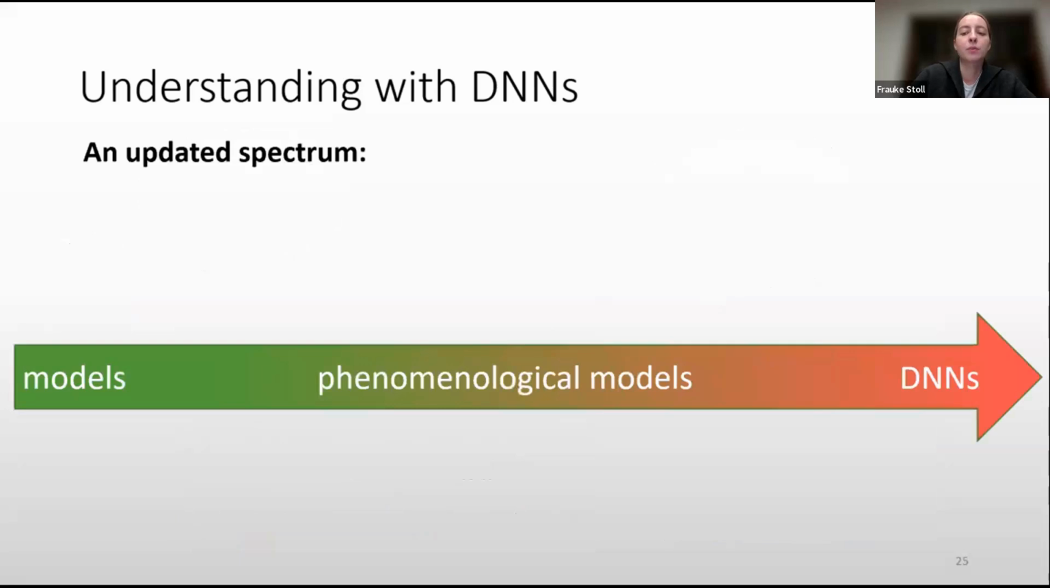Coming back to the spectrum, traditional models can help us understand why something is the case, while phenomenological models can at least give us an understanding of what is happening. Now, both are connected to the target and give us a grasp of what is being modeled.